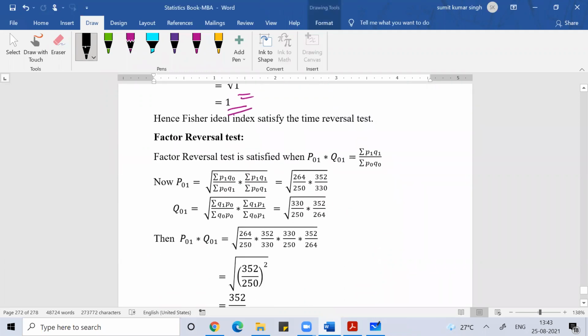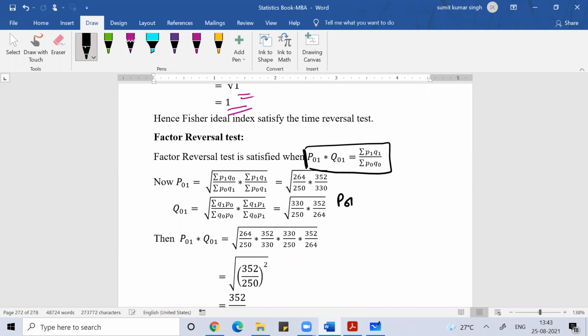Factor reversal test. P01 into Q01 should be equal to V01. You know the formula of P01 for the Fisher ideal index method: sum of P1 Q naught divided by sum of P naught Q naught, into sum of P1 Q1 divided by sum of P naught Q1.